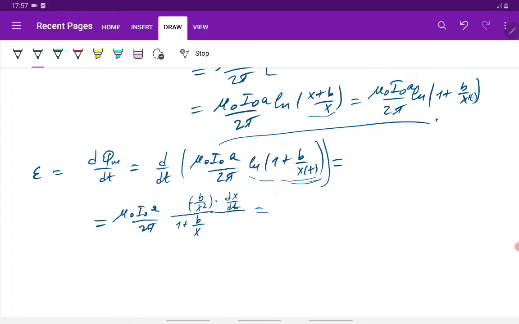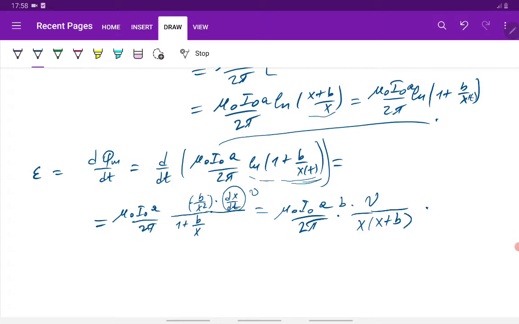So we have μ0 I0 a over 2π. Here I will give x, and with this x it will cancel. x plus b, multiplied by this one gives us v. I think I did it correctly. I'm forgetting b here, sorry, I apologize. This b.